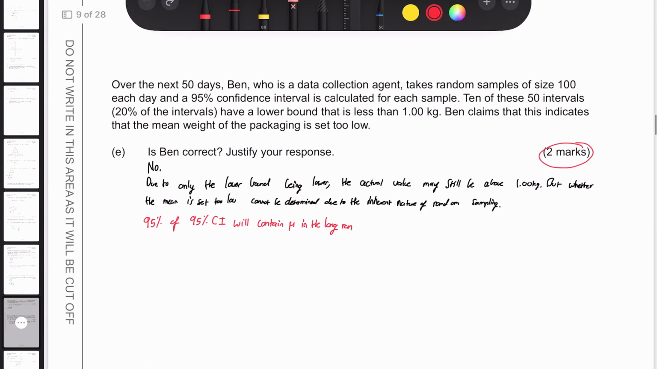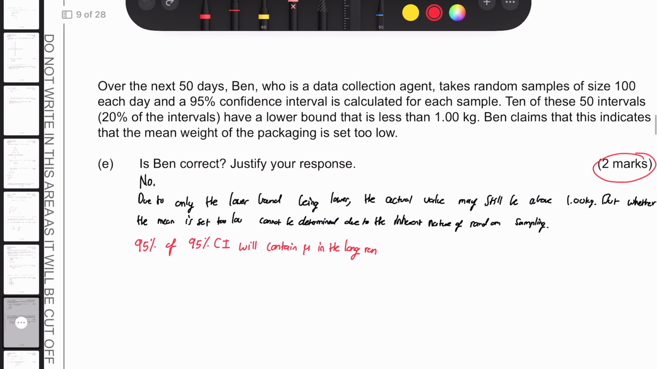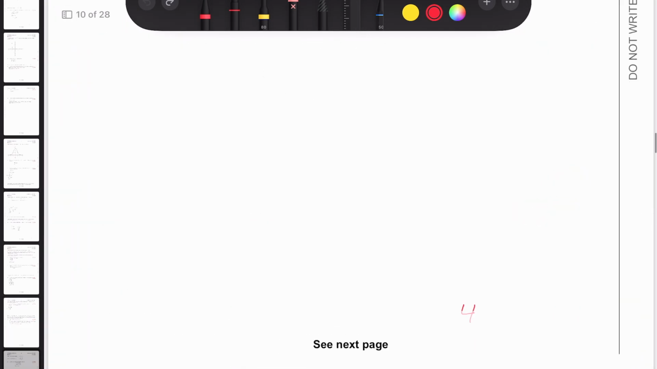So here, you could have also said that only 95% of 95% confidence intervals will contain mu in the long run. It doesn't mean that the lower bound being lower 20% of the time doesn't really mean anything. So yeah.